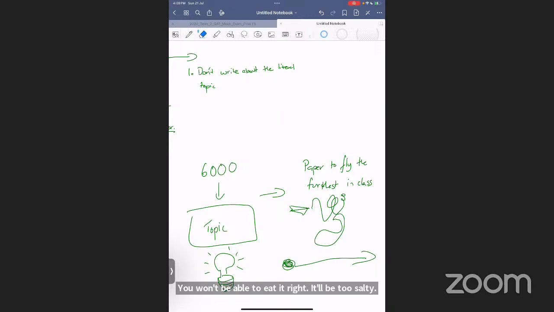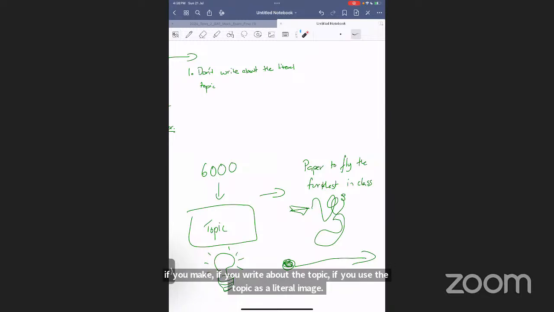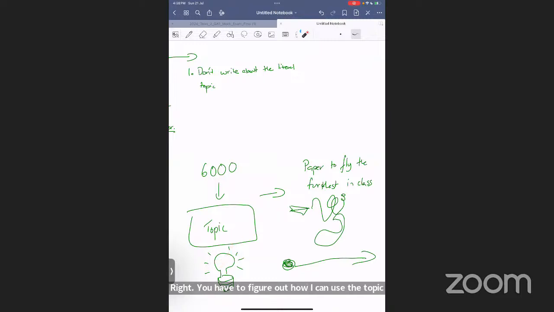Similarly, guys, very, very big warning. If you do not write about the topic, you will get 0. You will not get any marks in your writing topic. You need to use the topic. But if you use the topic as a literal image, you won't get very high marks, right? You have to figure out how I can use the topic as part of my story in a different way instead of writing about the topic, right?